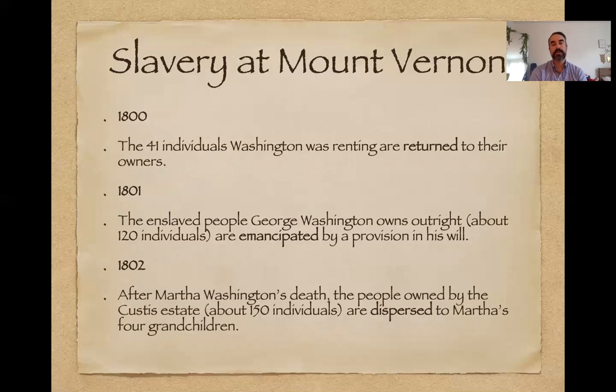By 1800, Washington has passed away. The rented slaves are returned to their owners, right? Now, the small number of individuals, but at this point through natural increases, expanded about 120. The slaves that Washington owned outright are emancipated, okay?